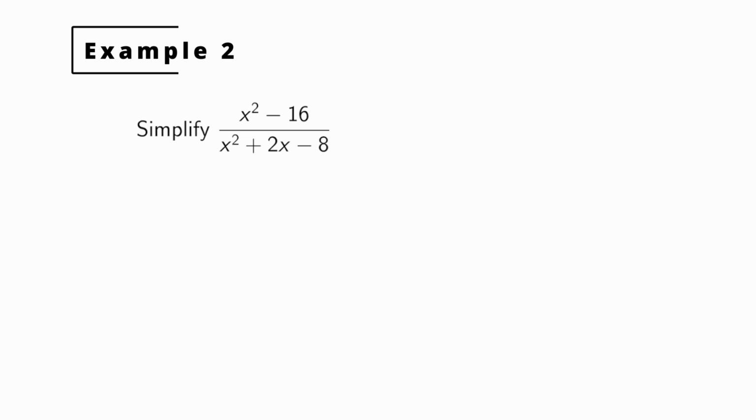Here's a slightly more complicated example. We start by factoring the numerator and denominator completely. Now, in the numerator, we have a difference of squares, so it factors into x minus 4 times x plus 4. And in the denominator, we have a trinomial, and this will factor into x plus 4 times x minus 2, right? These two numbers, 4 and -2, multiply to give me -8. They add up to give me +2.